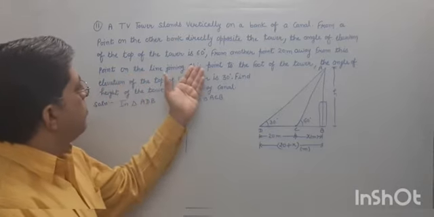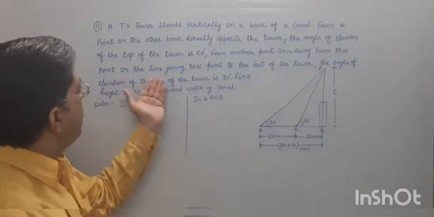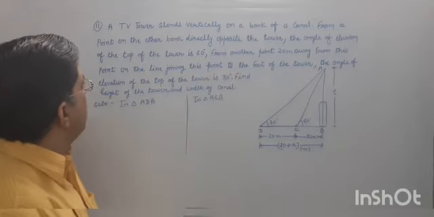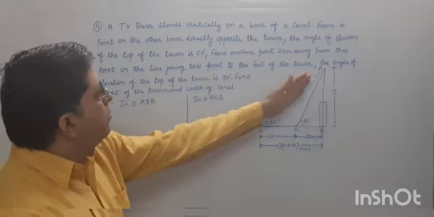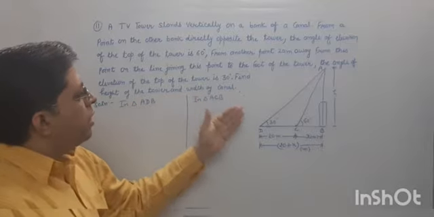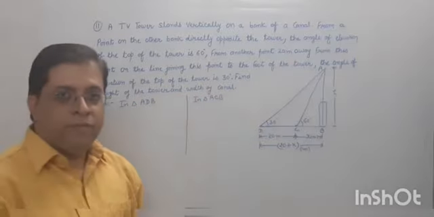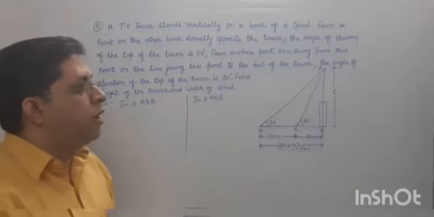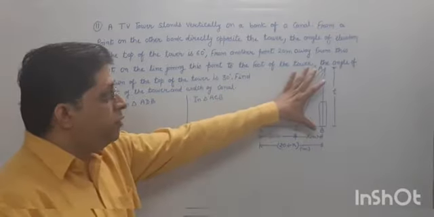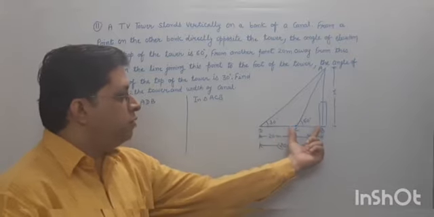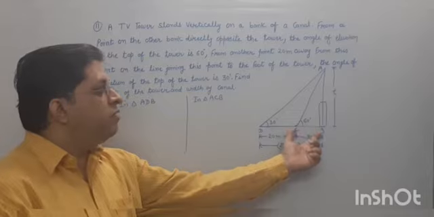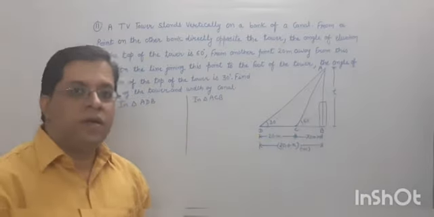a point on the line joining this point to the foot of the tower, the angle of elevation of the top of the tower is 30 degree. It is given to you. Find the height of the tower and width of the canal. Width of the canal is X. Let the width of the canal be X and the height of the tower be H.